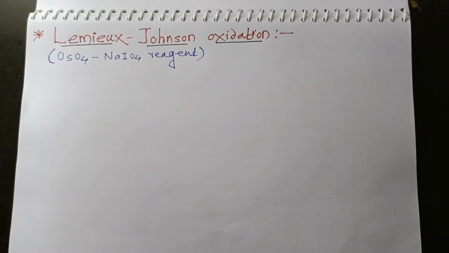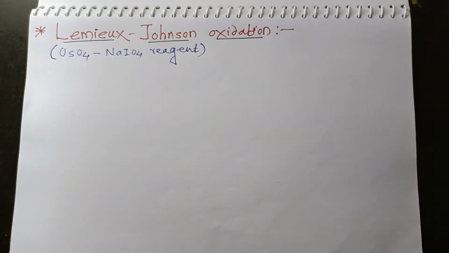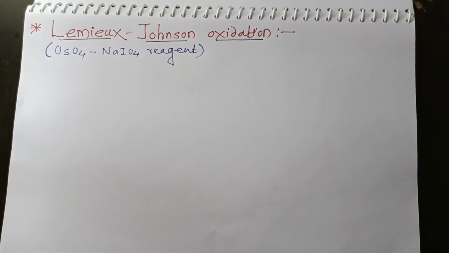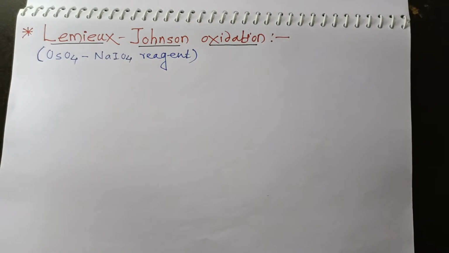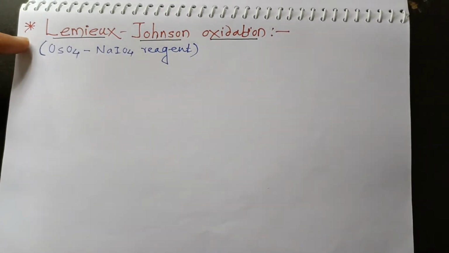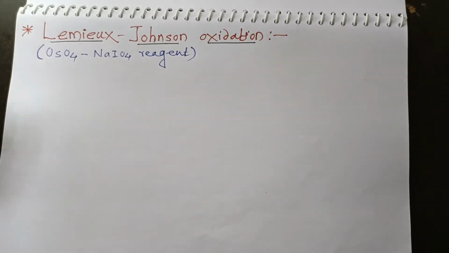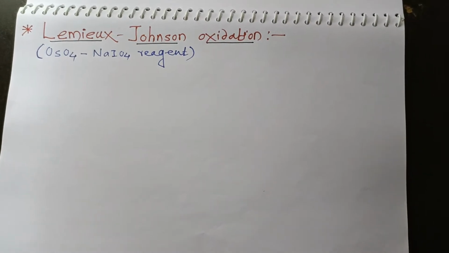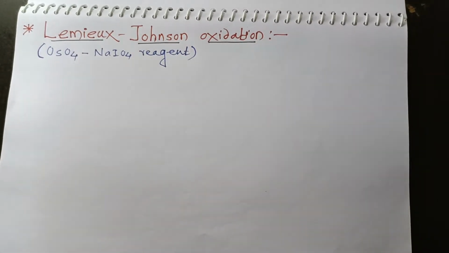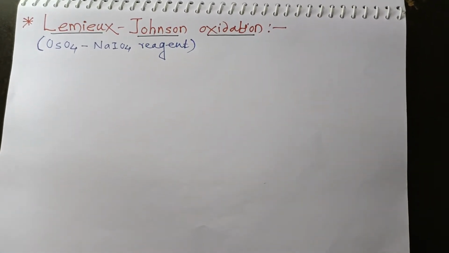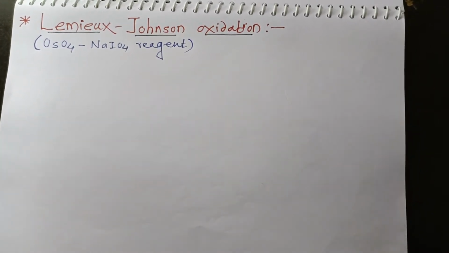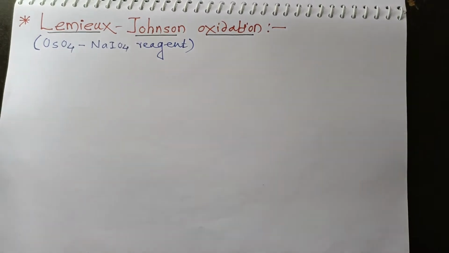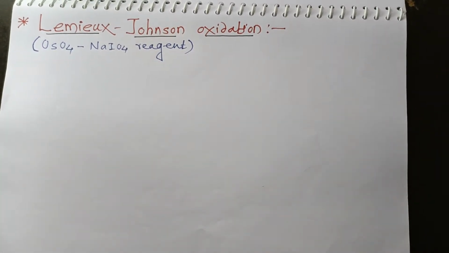Hello dear students. Today we are going to discuss the next oxidizing reagent, that is Lemieux-Johnson reagent. This reagent is generally used in organic synthesis. It is also used in the synthesis of many natural product molecules. So this is an important oxidizing reagent.